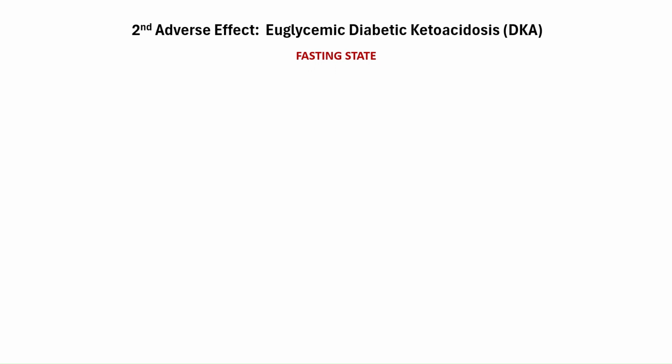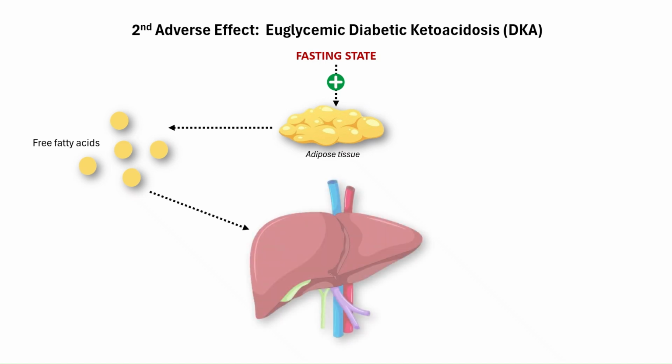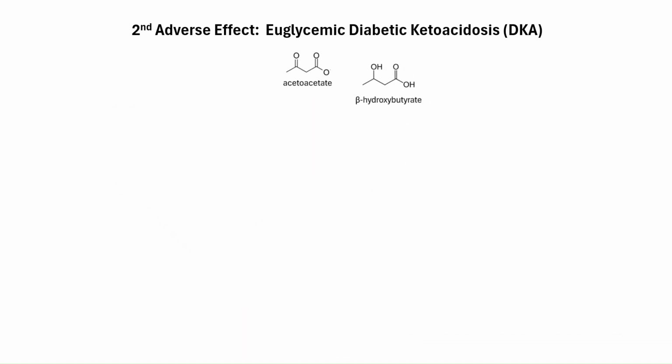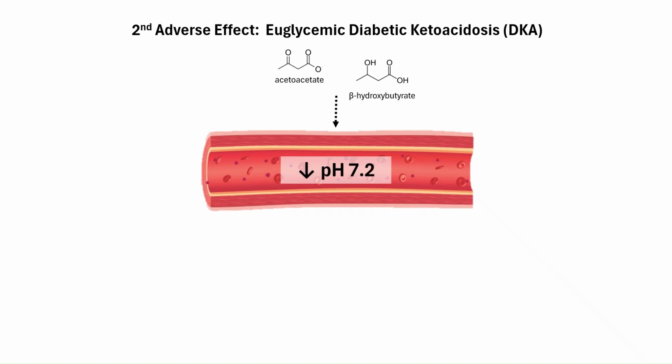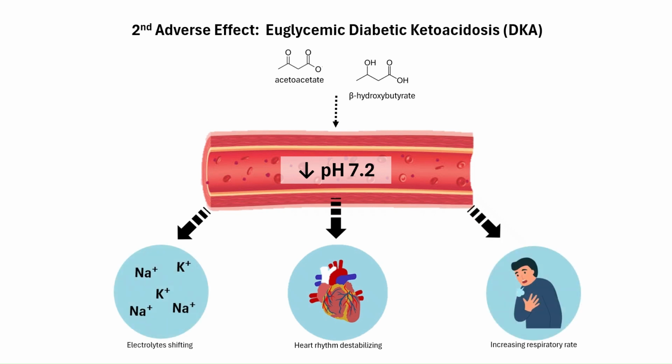Adipose tissue releases free fatty acids into the blood. The liver converts them into ketones, acetoacetate and beta-hydroxybutyrate. The result is metabolic acidosis, a dangerous condition, as lowered blood pH impairs the heart, destabilizes electrolytes, strains respiration, and threatens survival.